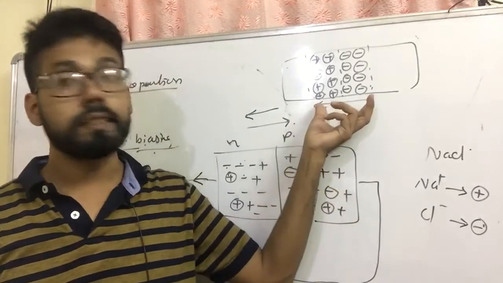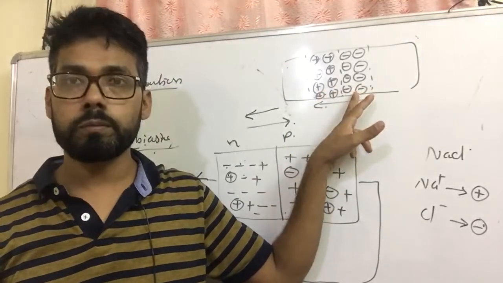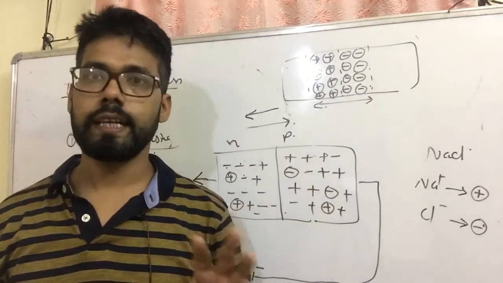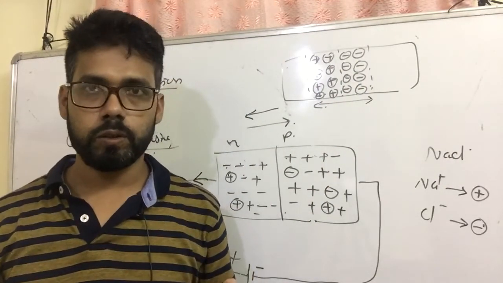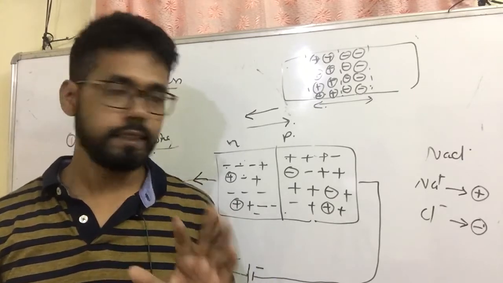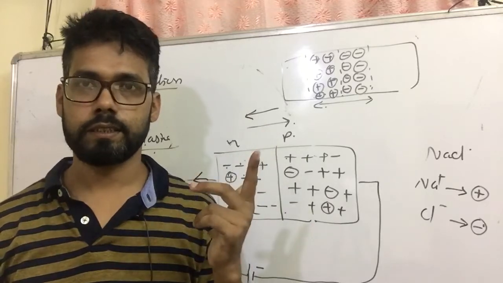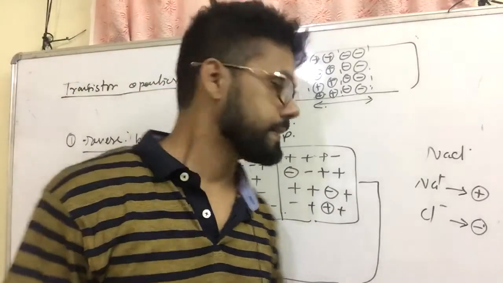And this is called the depletion region. Don't be confused: the negative circle means acceptor and the positive circle means donor. They are ions, and they do not contribute to the current. Only the positive and negative carriers contribute to the current, not the positive circle or the negative circle. These are immovable ions.